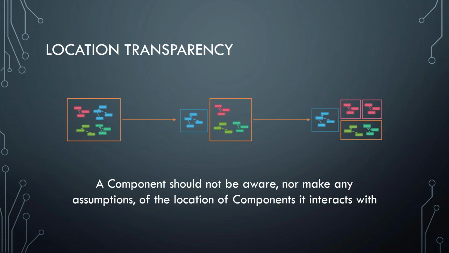Now, another very important aspect of being able to have this microservices journey is location transparency. The essence of location transparency is that a component, whichever component, is not aware of or does not make any assumptions about the location of a component that it interacts with. So we want to make sure that when we send another component a message, it's not obvious where that other component is.